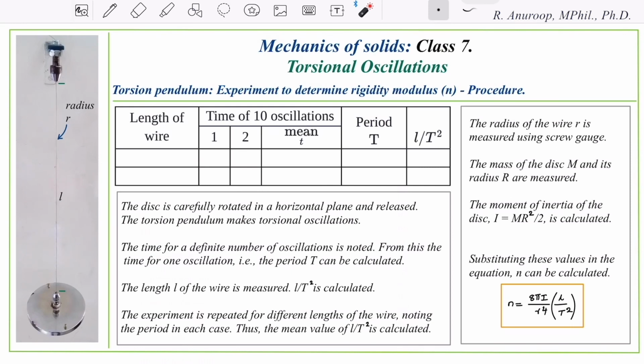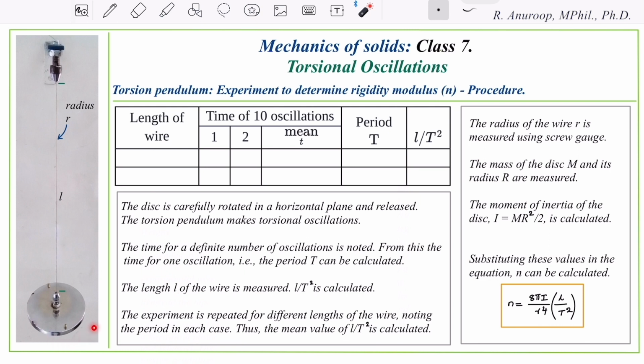This is the experimental procedure to determine the rigidity modulus of the material of a wire. A heavy disc is suspended at the end of the experimental wire, which is fixed at the top. This is the heavy disc which is suspended at the end of the wire, and the wire is fixed at the top. We have to find out the rigidity modulus of this wire.